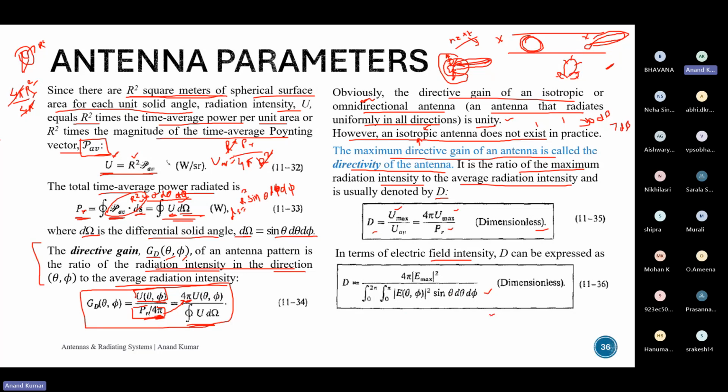Maybe try deriving this solution. You can find it in C. A. Balanis.